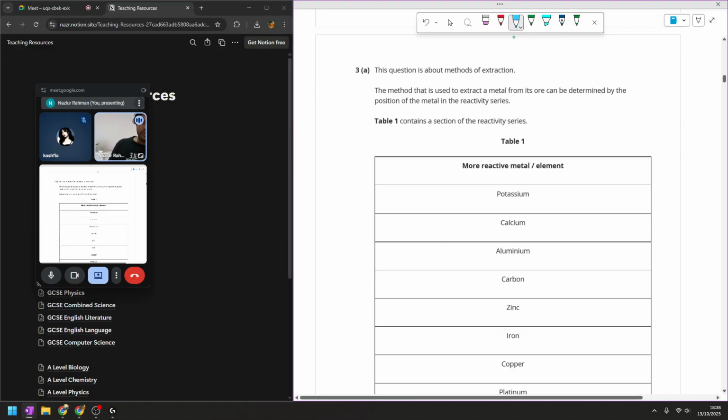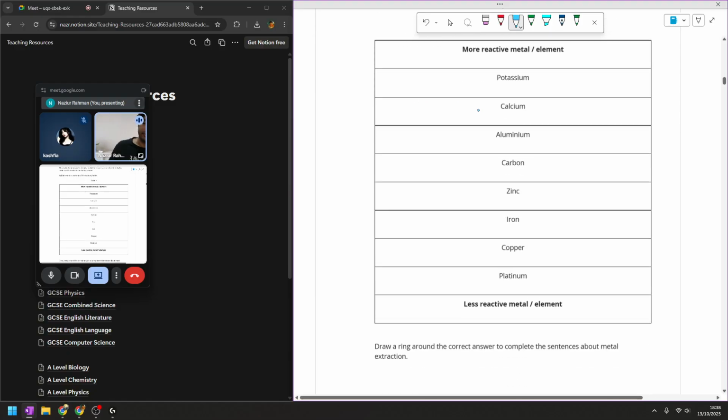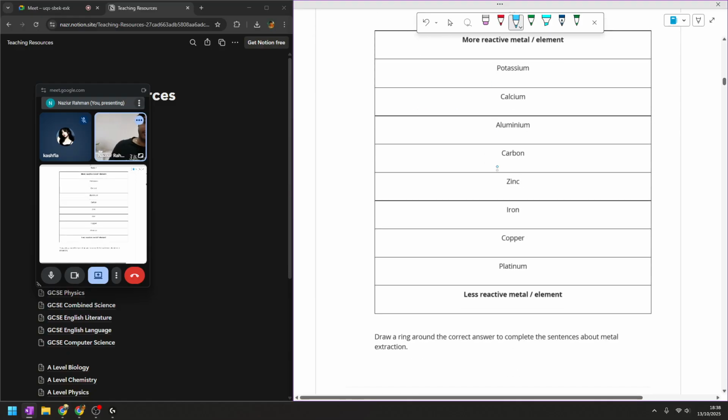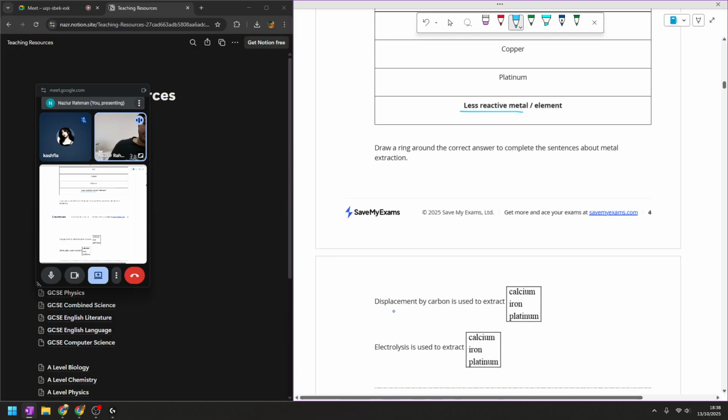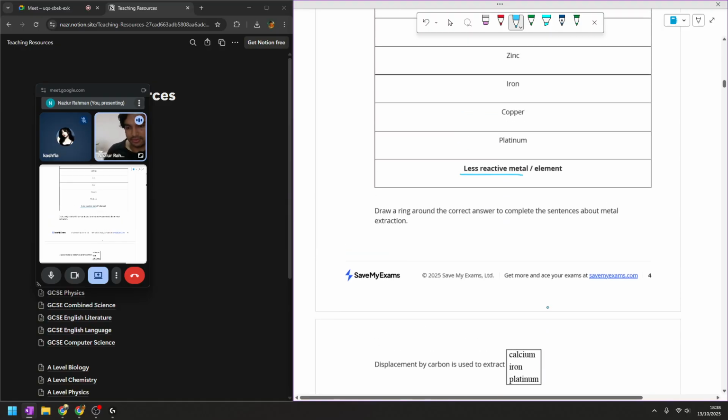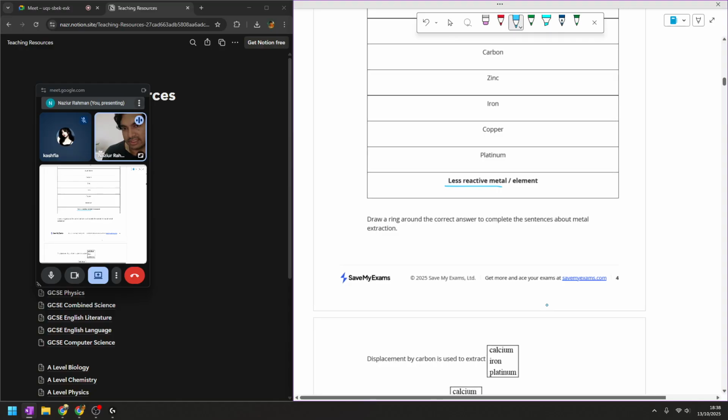Okay, so this question is about the extraction of metals. The method that is used to extract metals can be determined by the position of the metal in the reactivity series. So you have some metals shown here. So the least reactive go down here, the most reactive go up here. So draw a ring around the correct answer. So displacement by carbon is used to extract what? So which of these is extracted by displacing with carbon?